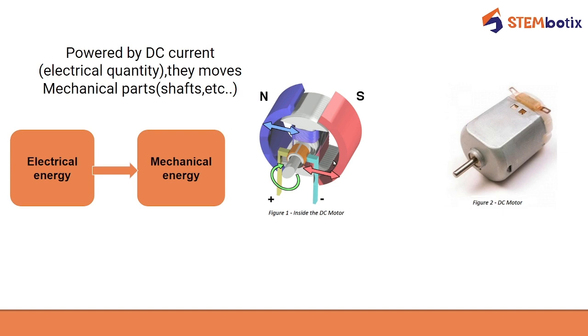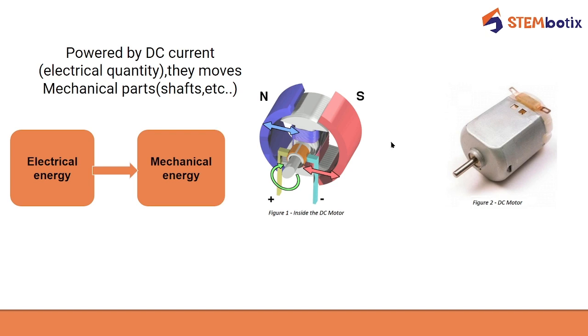As the operation goes, the DC motor is taking a direct current as input, which is an electrical quantity, means it has input in the form of electrical energy, and in return, due to the inner mechanism, it rotates a mechanical part. So this is called a motor, also a DC motor.